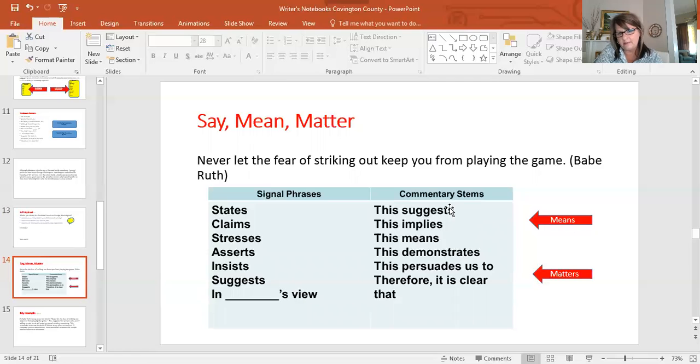Okay, let's go back to our chart. These commentary stems at the top are good for saying what that means. So this suggests, or this implies, or you can even say, this means. Or this demonstrates. These stems help us to think of why it matters. Why does that matter? What's the significance of that quote?